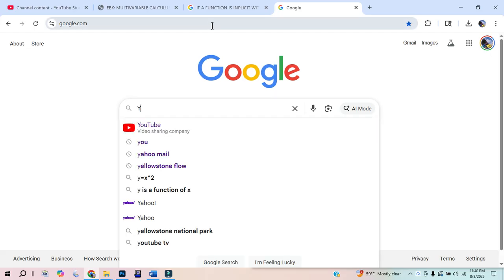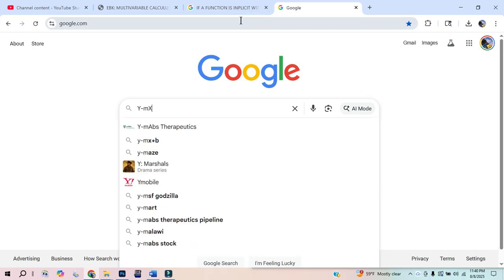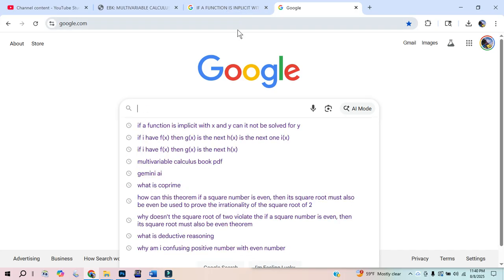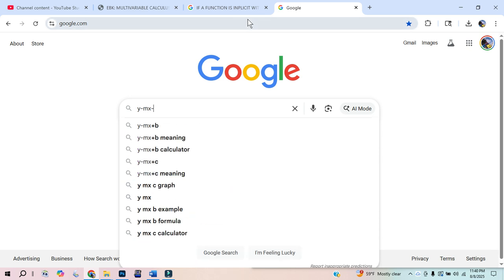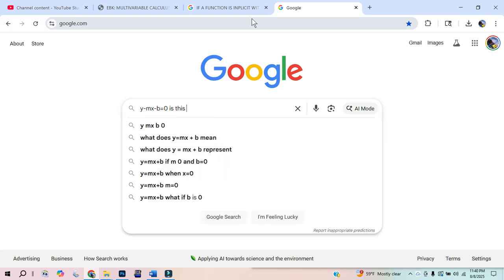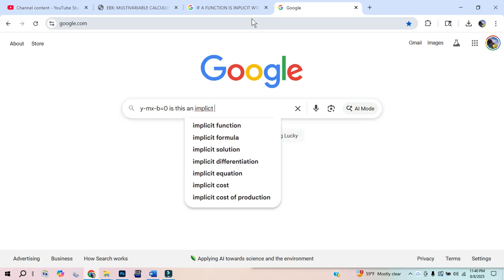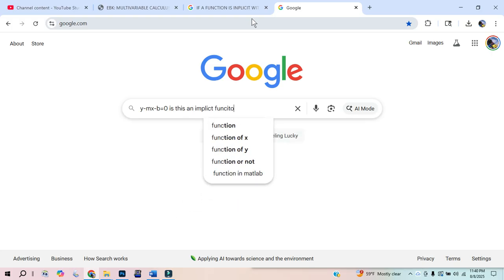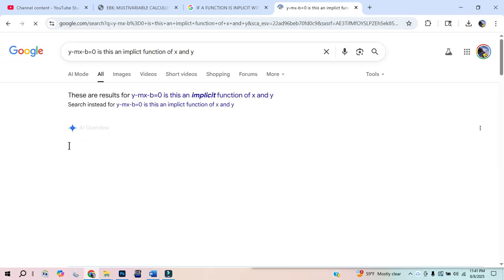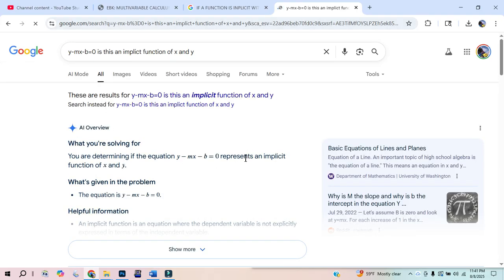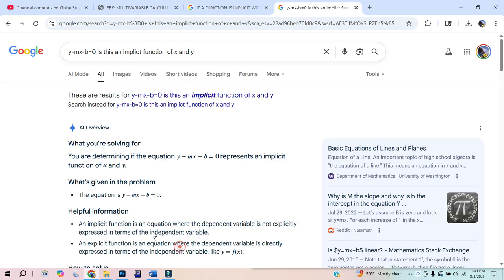So I'm just going to look up, we have y is equal to mx plus b. So I'm going to say y minus mx minus b is equal to 0. And I'm going to ask, is this an implicit function of x and y? Typing. And it says, I don't know. Let's see what it says.